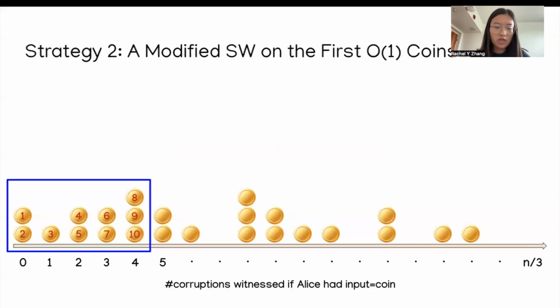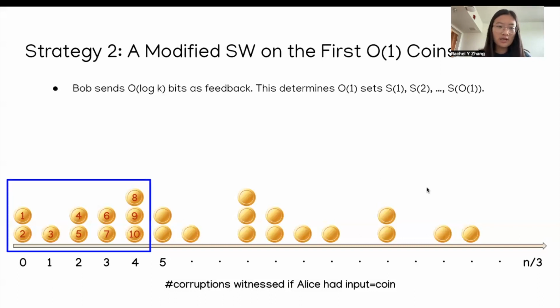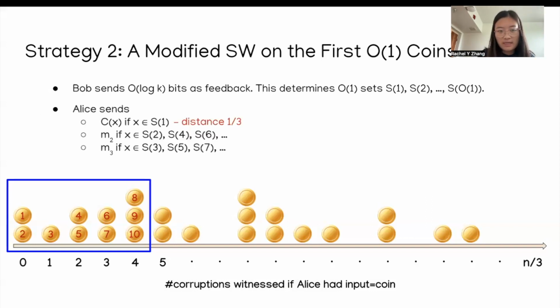To solve this problem, we're going to use a modified Spencer-Winkler on the first O(1) coins. Again, Bob is going to send these O(log k) bits as feedback, which just determine these sets. And Alice is going to send one of three things. She's going to send C(x) if x is in S1, separating out the coins of S1. Then she's going to send message M2 if x is in an even numbered set, and M3 if x is in an odd numbered set. And maybe something else I should mention is that between each of these three messages, they are distanced 2/3 apart.